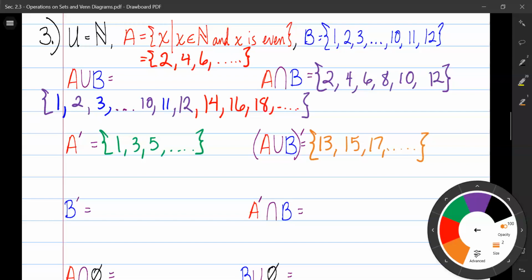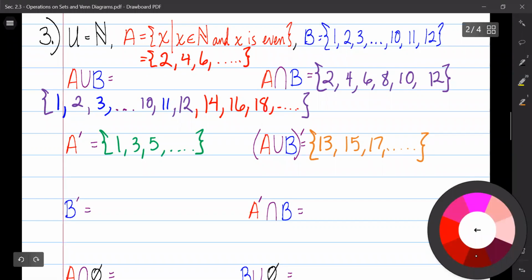All right, and then B prime, or in other words, the complement of B. So what elements are in the complement of B? So what elements are not in B? Oh, wait, just kidding. I was looking at an answer, not B. 13. Mm-hmm. 13, and then 14, and then 15, and then everything else up from there.